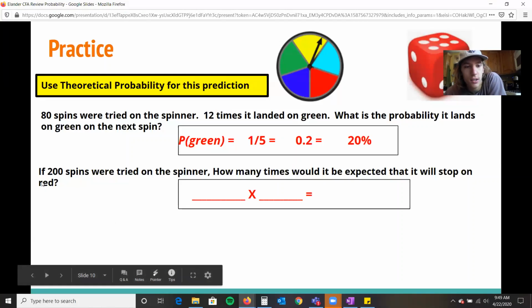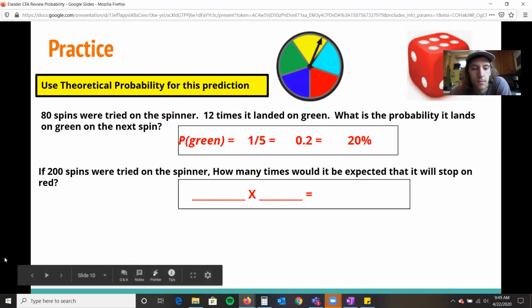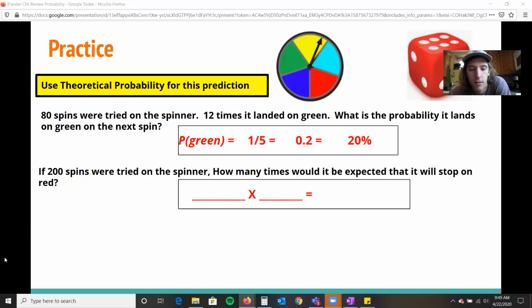So just like the intersection one, if we do 200 spins on the spinner, how many times would it be expected that it will stop on a red, based on our theoretical probability? Good, okay, I've got Preston saying 40. Who else? What do you guys think?